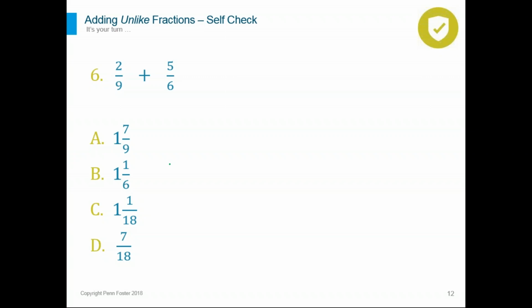And if you're not sure, you can do the manual way. You can list the multiples of 9, list the multiples of 6. The first number that you see common between the two lists, that would be the common denominator that you're going to use in this addition problem.